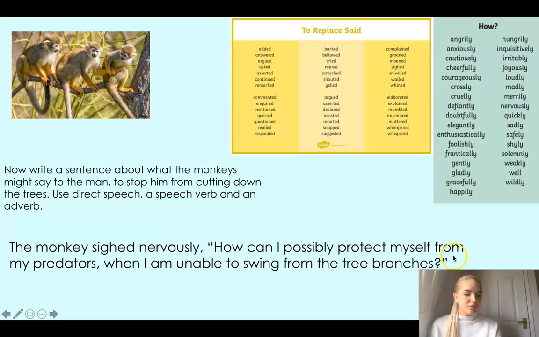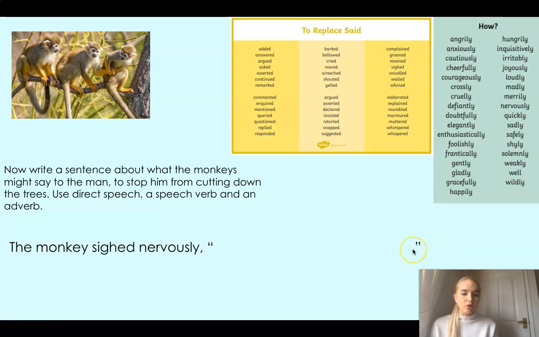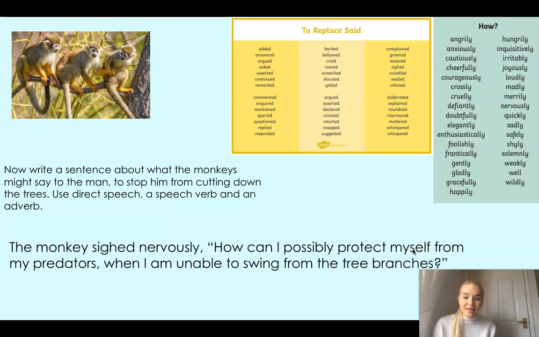What have I also used before I've closed my inverted commas? That's right, I've used my question mark. Now, I had a full stop here before, but because I asked a question, I needed to include a question mark.